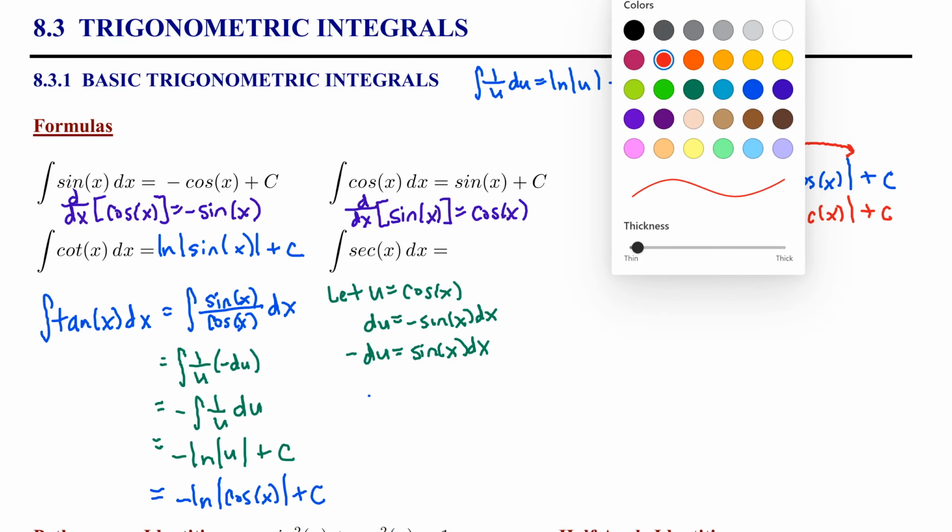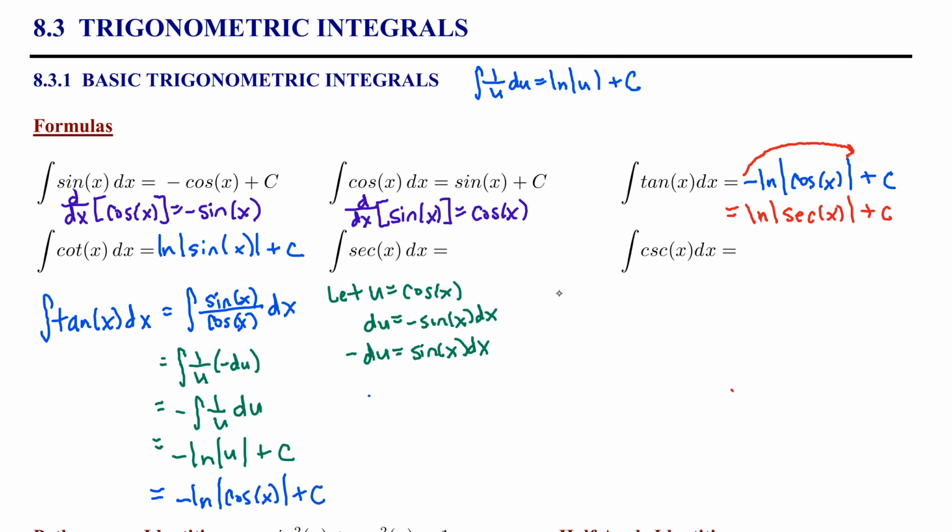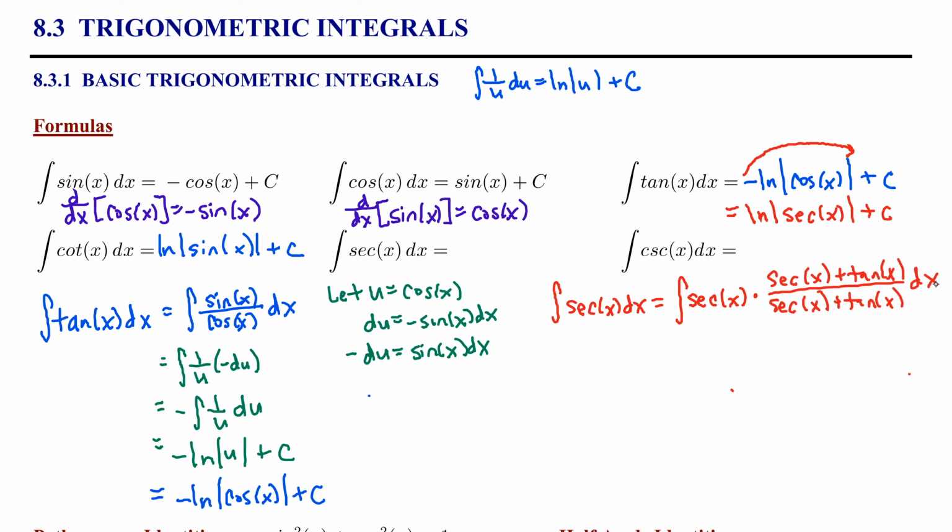Let's also examine the integral of secant of x. So to determine the antiderivative of secant of x dx, we're going to do some clever algebra. I'm going to take this function, secant of x, and I'm going to multiply by secant of x plus tangent of x on the top and the bottom. So essentially, I'm multiplying that original integrand by 1.